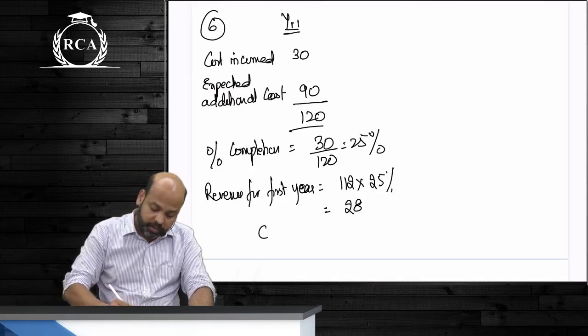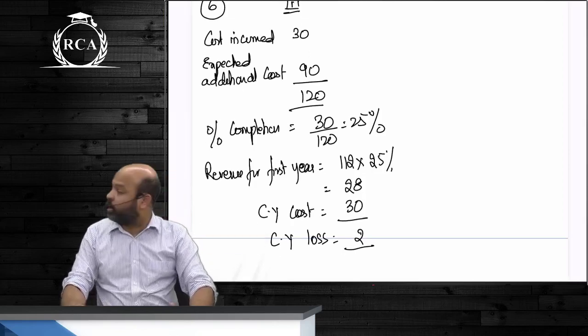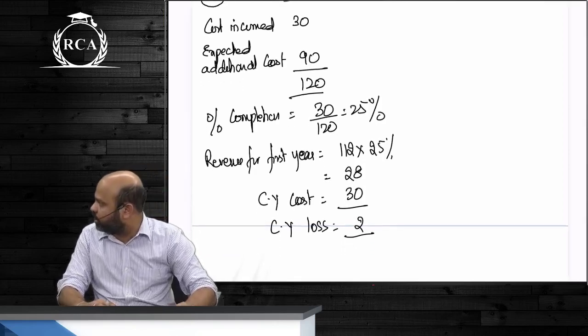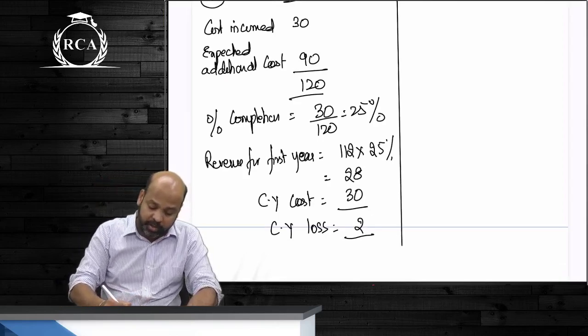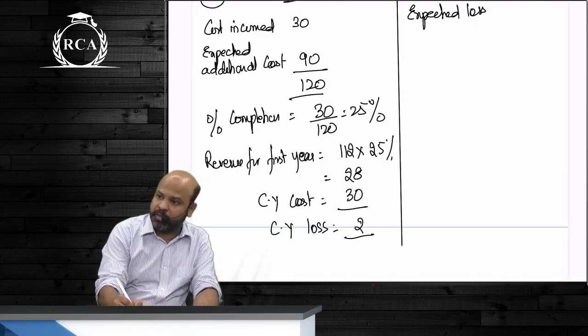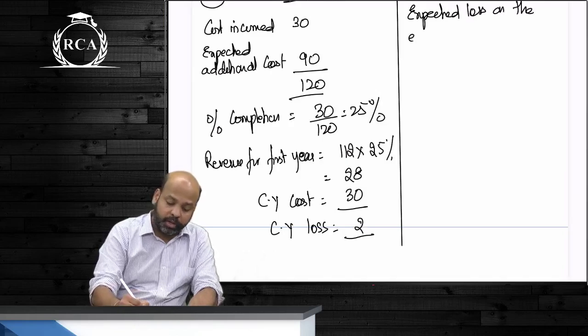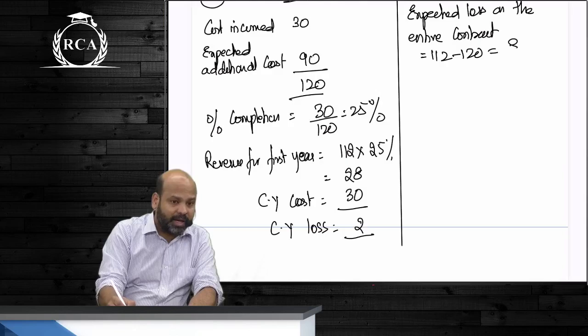28 lakhs, guys. What is your current year cost? 30 lakhs. What is your current year loss? 2 lakhs. Current year cost, beta, is 30 lakhs. Current year loss is 2 lakhs. What is your expected loss on the entire contract? Expected loss on the entire contract is 112 minus 120, beta, 8 lakhs.